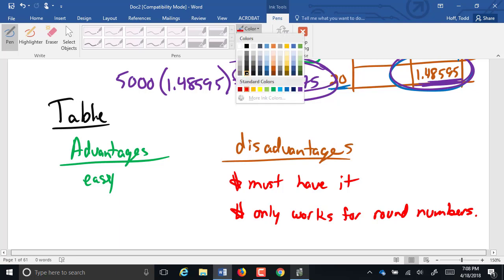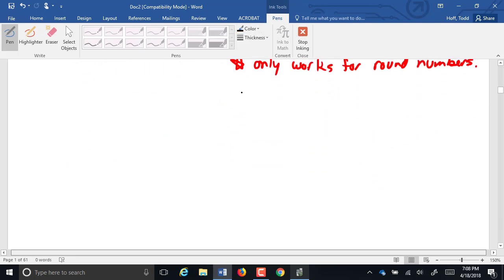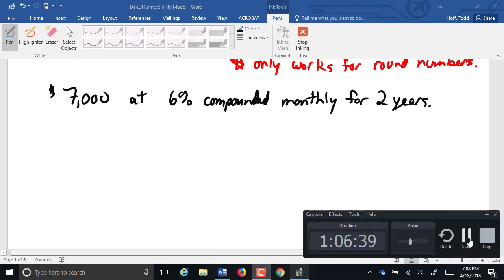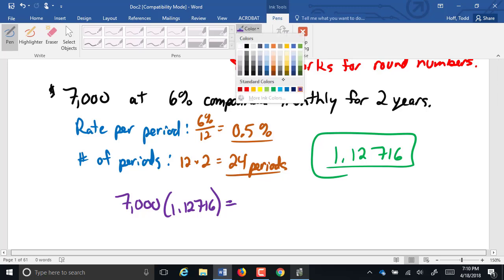So I'm going to let you guys try one. Now I'm just going to put it out here. Let's do $7,000 at 6% compounded monthly for 2 years. I'll give you a second.